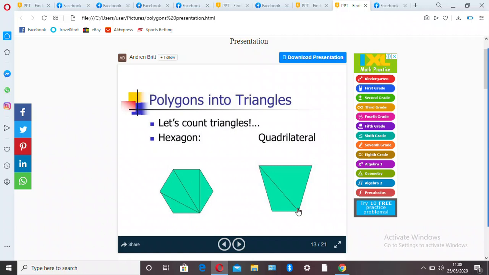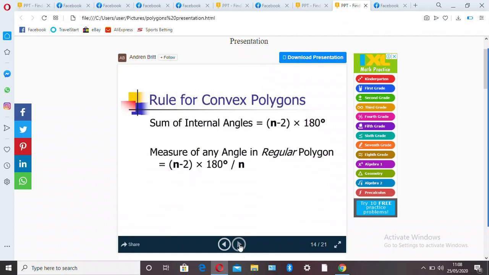Let's look at how many triangles I can form from a quadrilateral. From a quadrilateral I can only get 2 triangles. Can you see that? All right, so let's move forward.